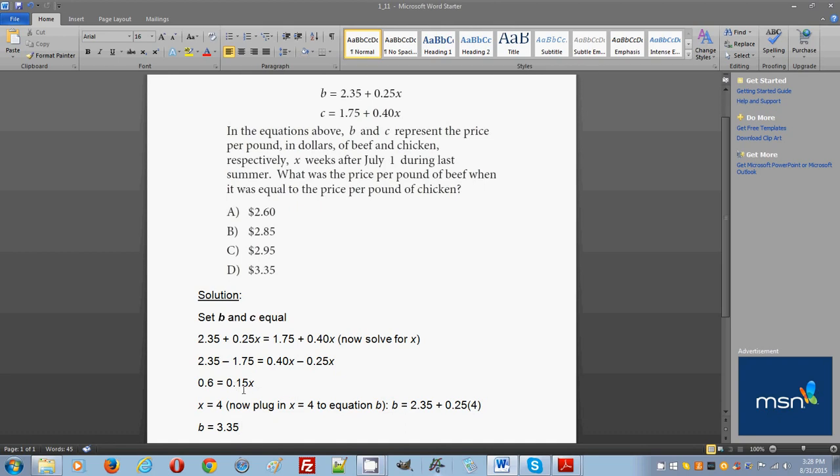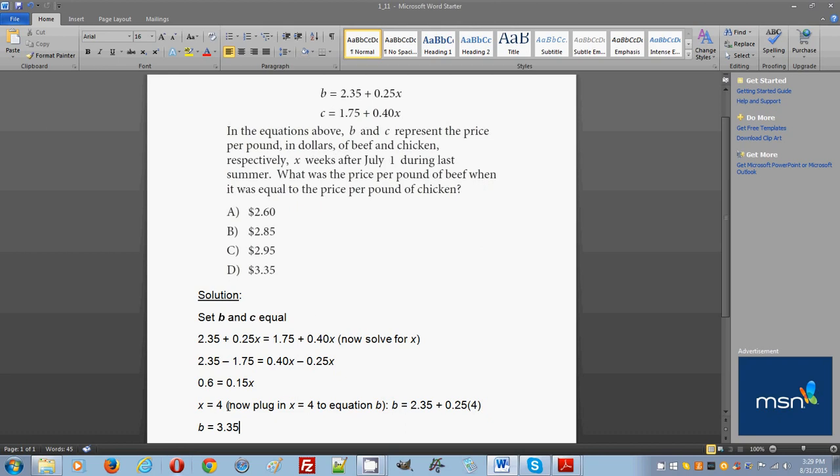So if you multiply this side by 100, you get 15, and if you do the same thing, well, you must do the same thing on the left side of the equation, you will get 60, right? Because 0.6 times 100 is 60. And you will have 60 is equal to 15 times x. And that's easy, because if you divide then 60 by 15, you will get x is equal to 4. So now that you found your x, this is the number of weeks that passed after the July 1st that saw the two prices per pound in dollars for the beef and chicken equal.